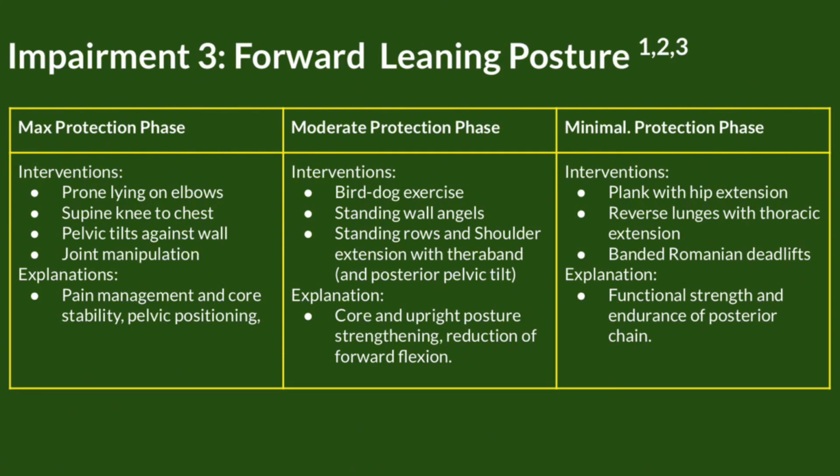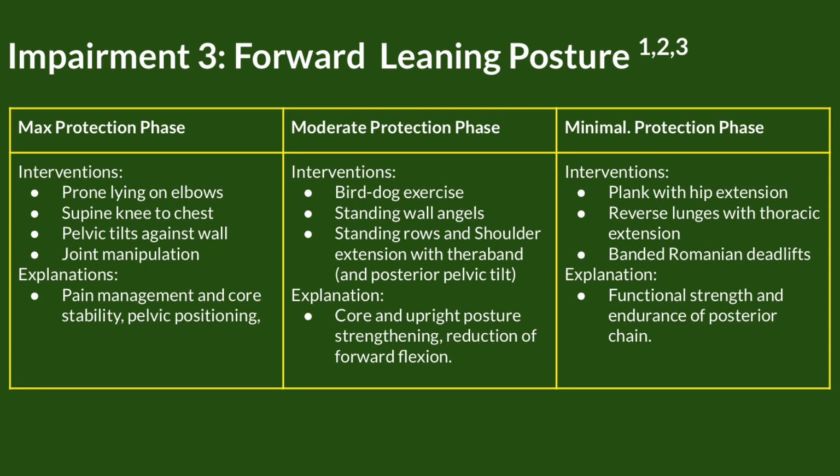Next we have the moderate protection phase. Our interventions are bird dogs, standing wall angels, and also standing rows and shoulder extension with TheraBand, with emphasis on posterior pelvic tilt. Putting emphasis on core and upright posture strengthening and reduction of forward flexion.